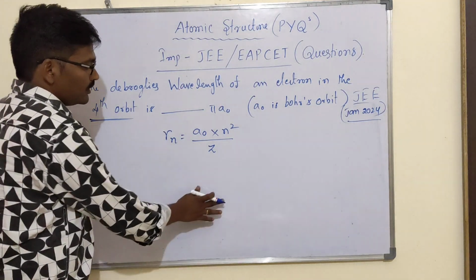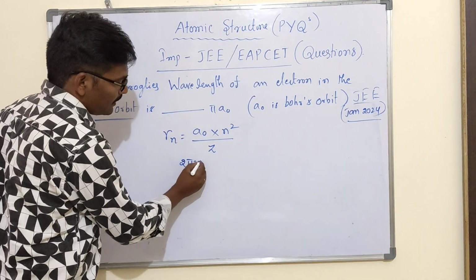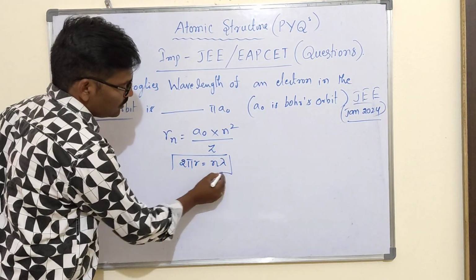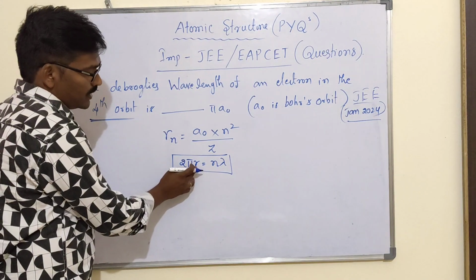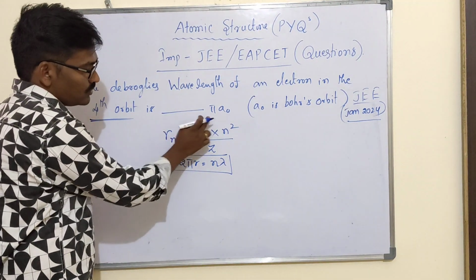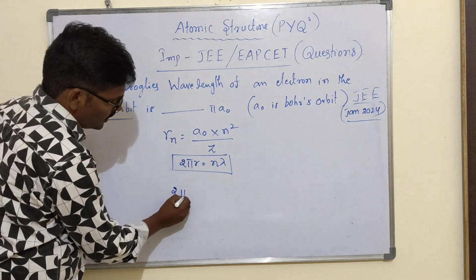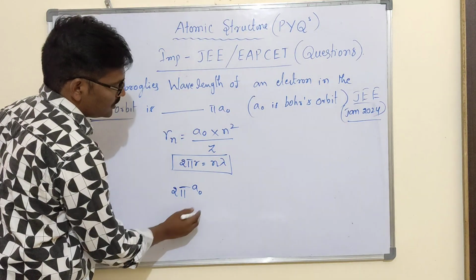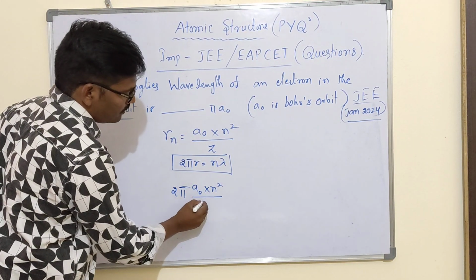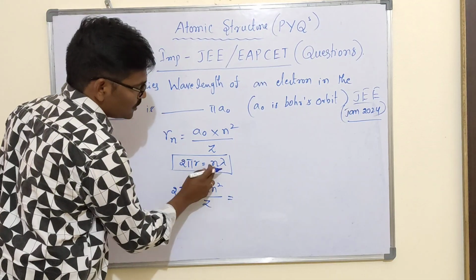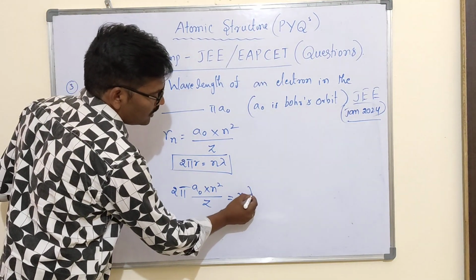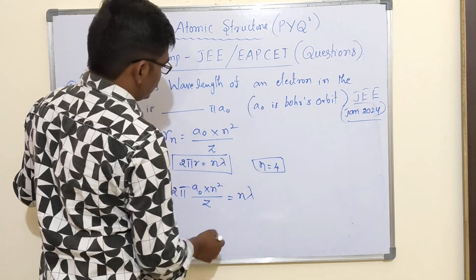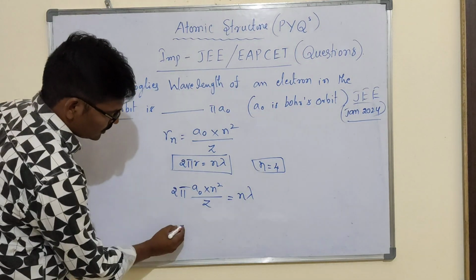Actually, to find the de Broglie wavelength, from 2 pi r equals n lambda. You can take 2 pi r equals n lambda. This is the formula. So in the place of r, the radius of the nth orbit, you have to substitute this. Then 2 pi r, in the place of r, we substitute a0 into n square divided by Z, equals n into lambda. So n is nothing but the orbit number, which is 4. They have given 4, so in the place of n you have to substitute 4.